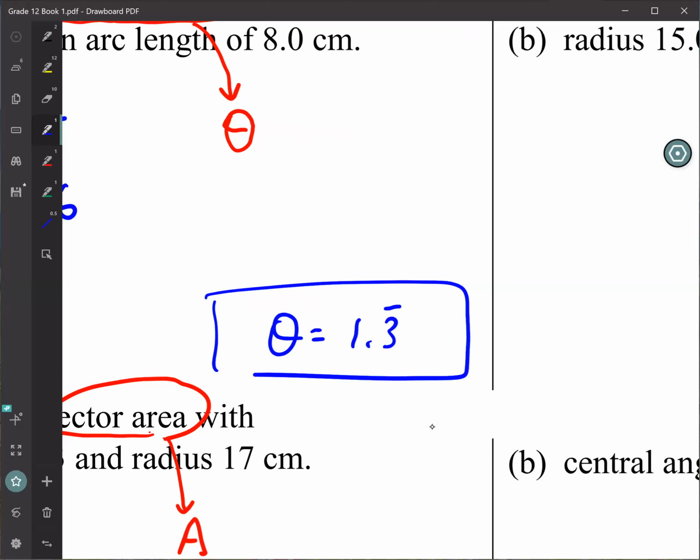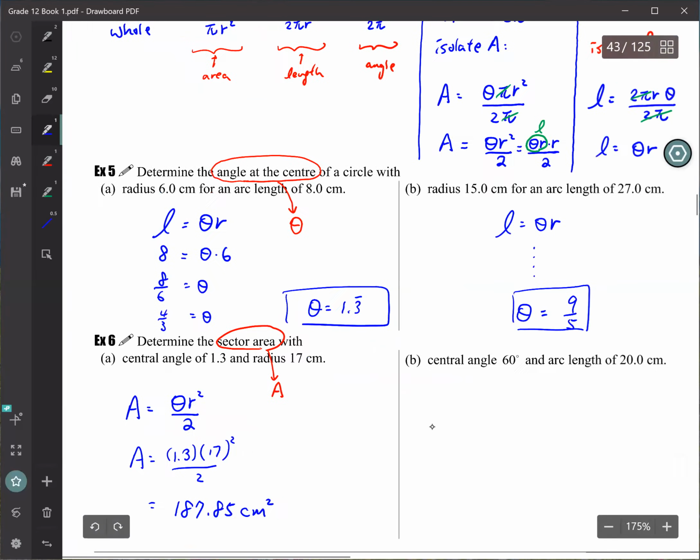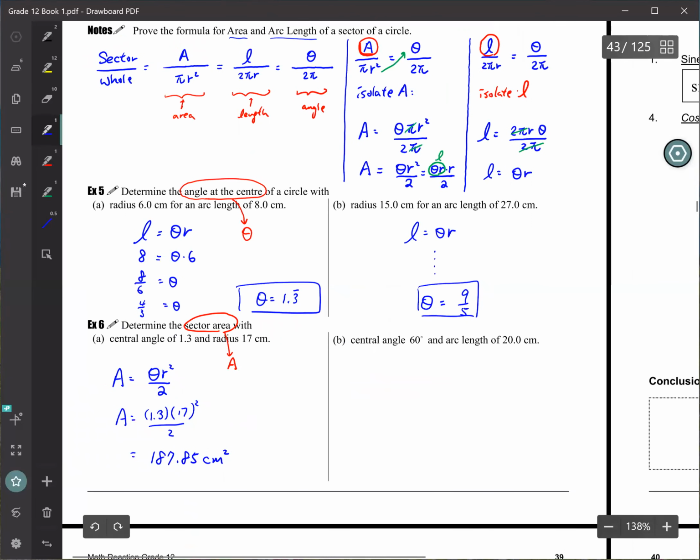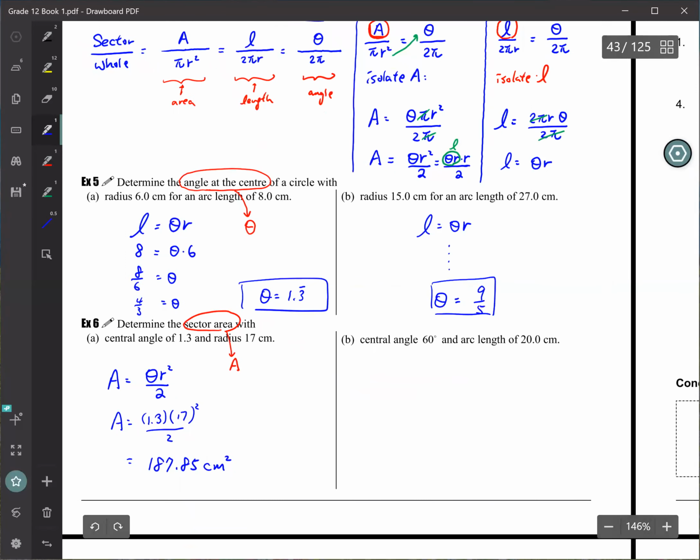Okay, let's look at question B now. Same thing, I'll let you try it. Please raise your hand if you find the final answer, right? We are still looking for area, but we are given different things, okay?